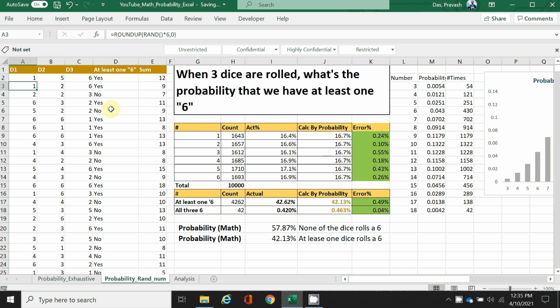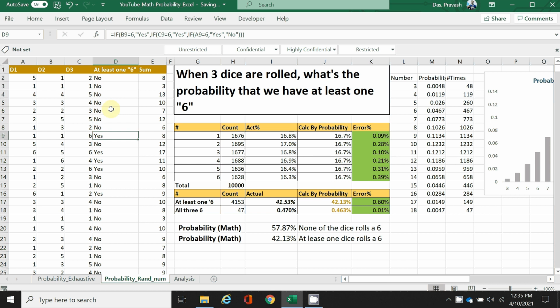So now let's refresh, F2 enter, F2 enter. It generates random numbers and you can see the values are changing. If you go to this row number 9, it says yes because there is one 6 here. Similarly, row number 11, there are two sixes. It says a yes. So what we do now, we count the number of sixes. This is COUNTIF. So count if it's yes.